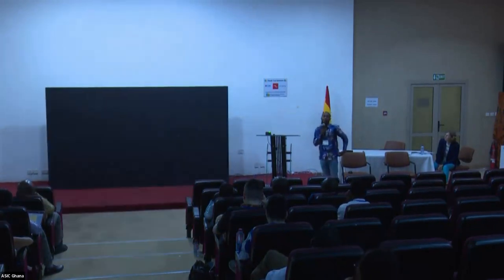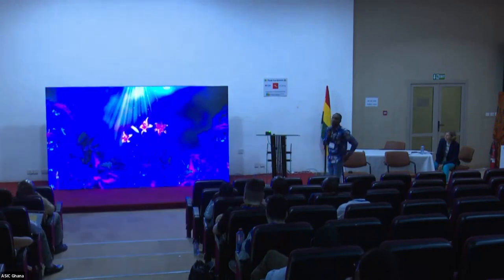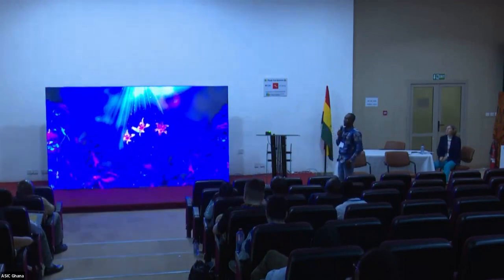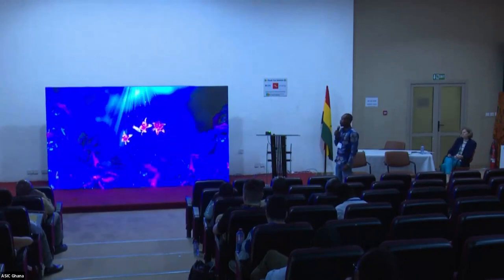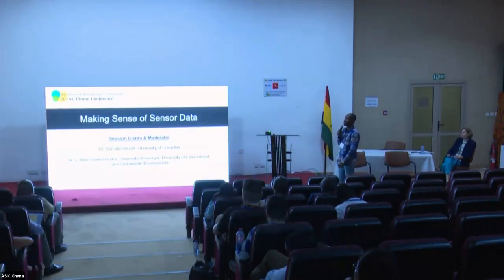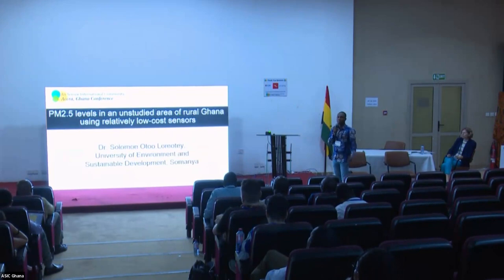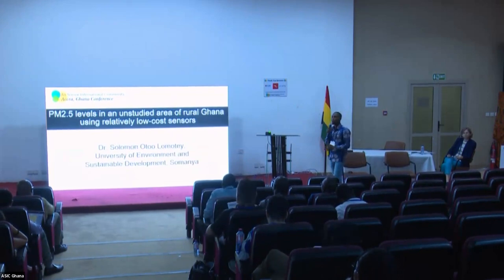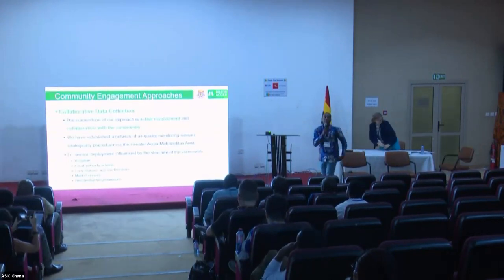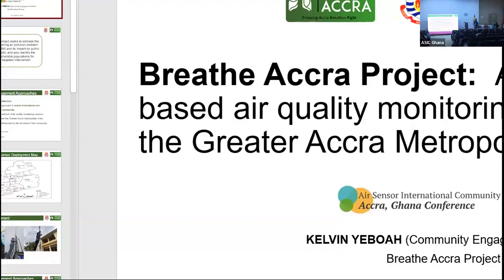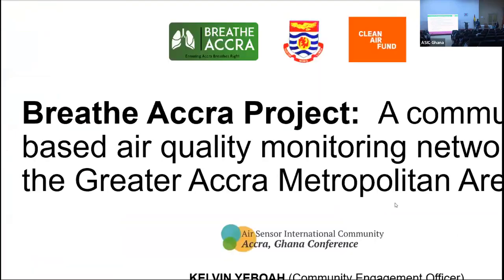So the vision of the Breathe Accra project is to address the worsening air pollution problem in Accra. We want to also look at the health impacts of the air pollution in Accra, and then also identify vulnerable populations, and then look at how we will design tailored interventions for those groups. But we believe that to achieve this purpose of clean air for all, we need to adopt a community-based approach where we bring together the community and help to address this issue.